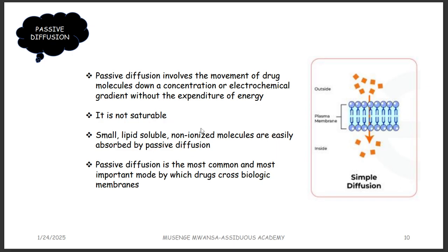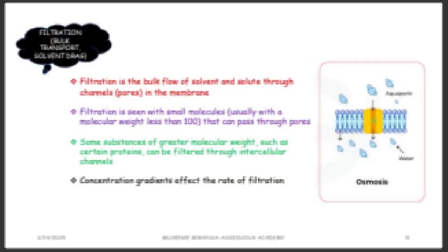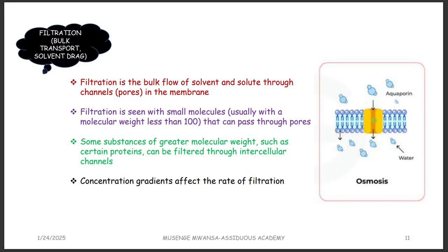And those drugs should be non-ionized. Ionized drugs are polar, they are charged. If you want drugs to pass through the lipid membrane, they should be uncharged, that is unionized. They should also be small, because if they are too big they might not be able to cross the cell membrane. So these are the drugs that use this method. Passive diffusion is the most common and most important way by which drugs cross the biological membrane. Another one is filtration, which is also the bulk transport of solvent and drug.